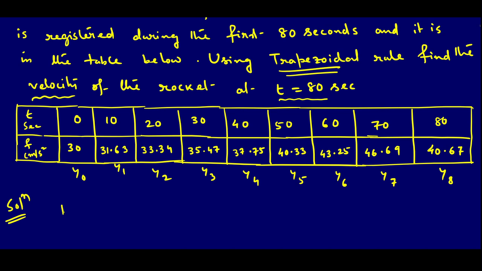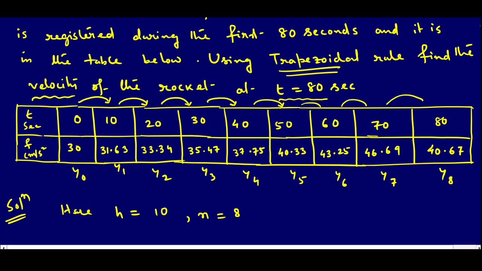So here h equal to how much? See, the difference is 0, 10, 20. So here h equal to 10. And n, the number of subdivisions, is how much? 1, 2, 3, 4, 5, 6, 7, 8. So here n equals 8. You don't need that, but sometimes we write x0 to x0 plus nh. So what is n? n is the number of subdivisions. So here it is 8.